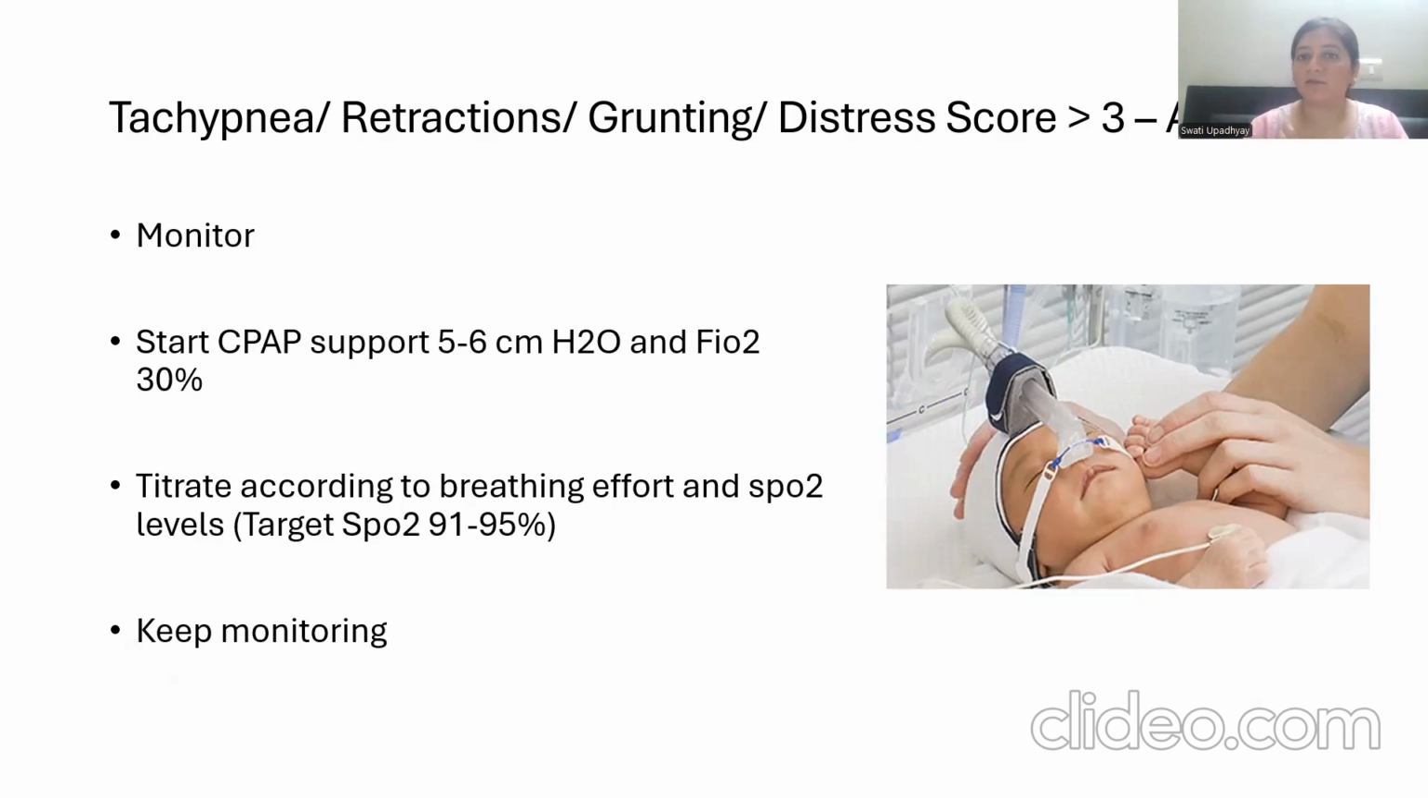If these signs are persisting, then probably this baby will need CPAP support. So in this case, start CPAP support around 5 to 6 centimeter of H2O. Use FiO2 of 30% initially and then titrate the CPAP according to breathing effort and the SpO2 levels. Again, as discussed previously, keep a target SpO2 of 91 to 95% and keep monitoring the baby for worsening or improvement.